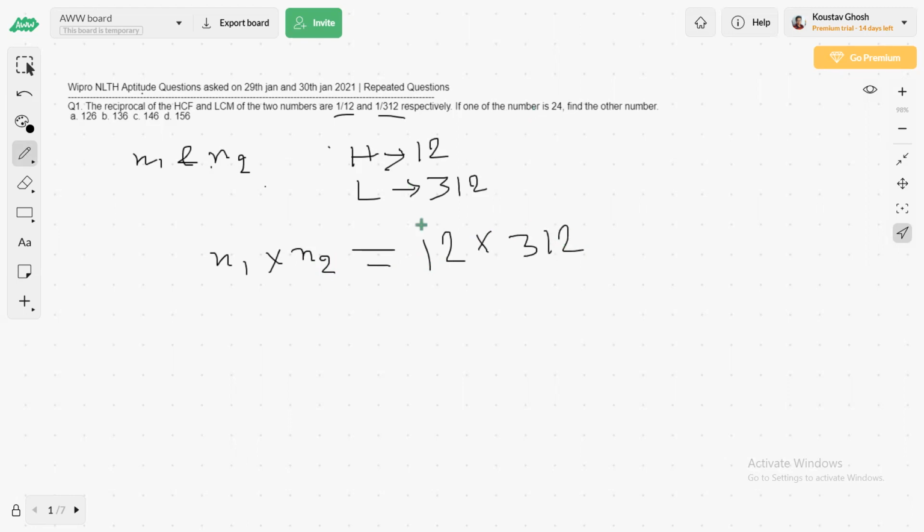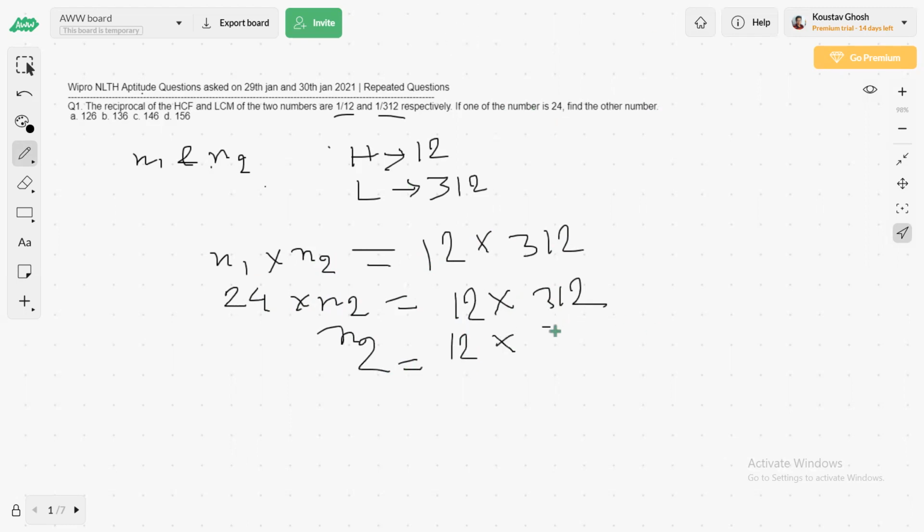We know one number. Suppose N1 is 24. So 24 into N2 equals 12 into 312. So N2 is 12 into 312 divided by 24. 12 into 24 cancels to 2, and half of 312 is 156. So our answer is 156. So it is D.